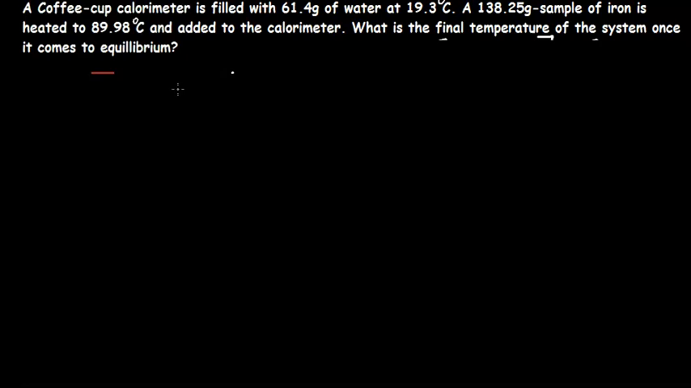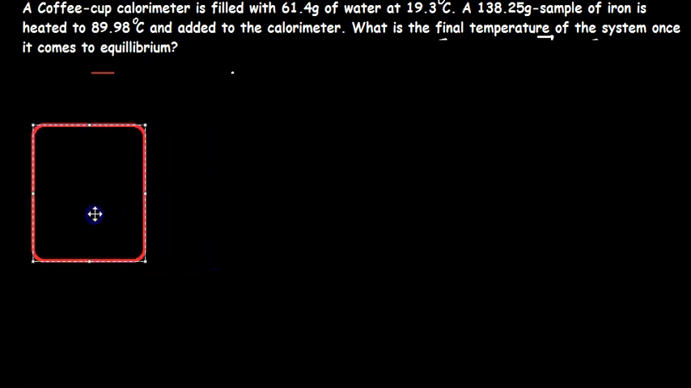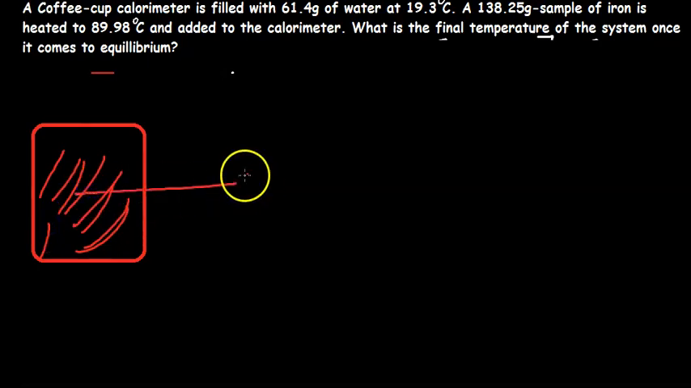So let's assume this is the coffee cup calorimeter, and it is filled with water. Let's just assume we have water inside, and the mass of this water is 61.4 grams. And it has a temperature. The temperature for the coffee cup calorimeter, which is T1, you can just denote it with T. This is what? 19.3 degrees Celsius.